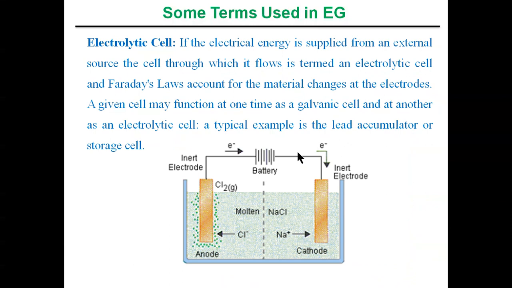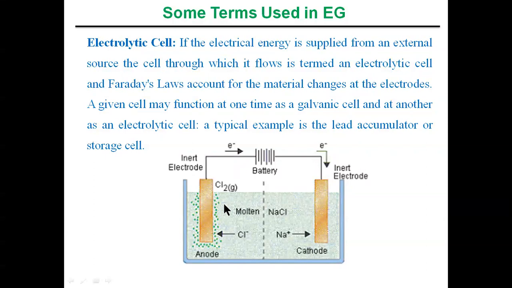Let us see what we mean by the electrolytic cell. If the electric energy is supplied from an external source, and you can see here a battery, we are just supplying the electrical energy from an external source. The cell through which it flows is termed an electrolytic cell. And Faraday's laws account for the material changes at the electrodes.